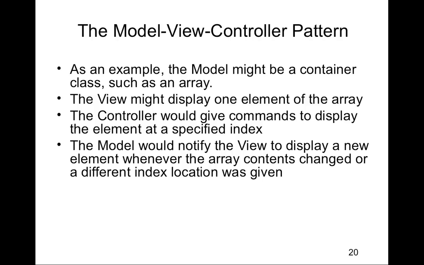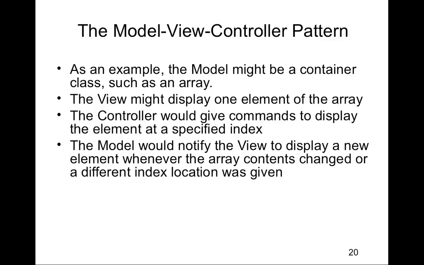The view might display one element of the array, so it just shows it to the user. Here's item number 1, here's item number 2. And then the controller would give the commands to display the element at a specific index. So the controller is going to go in and say, hey, give me number 5. So in this particular case, the controller would pop something off a stack, or put something on a stack. The stack would be in the data model, and the view would be showing to the user what's on top of the stack, or the visual representation of the data in terms of its current state or wherever you happen to be in the stack.